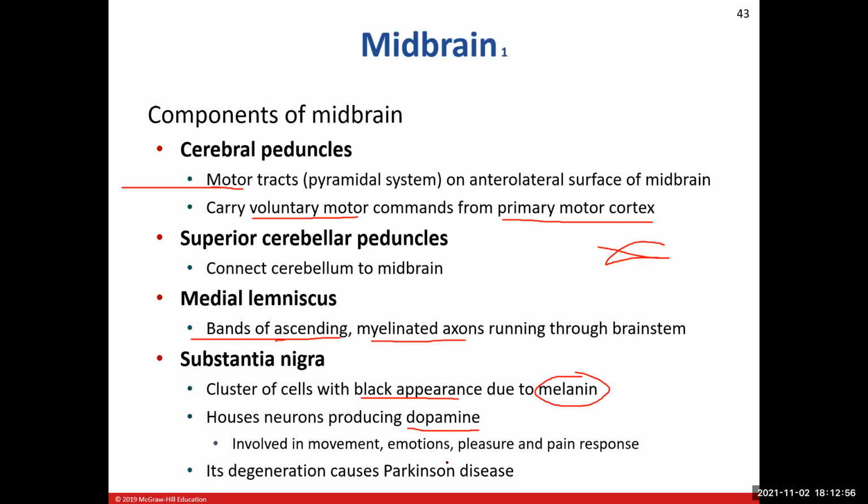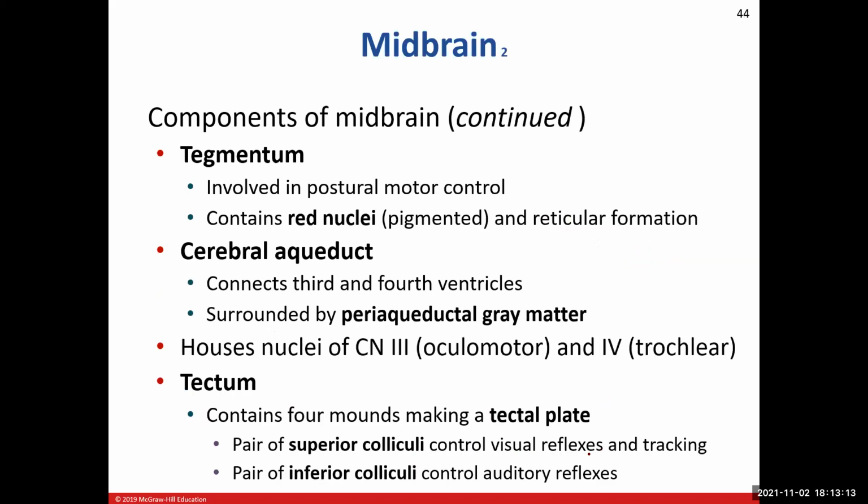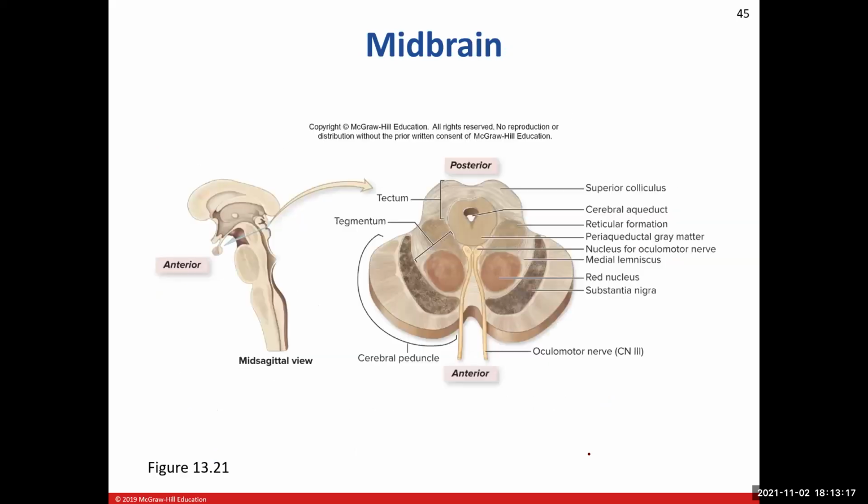We'll also see dopamine used in emotional responses, pleasure and pain responses. So in late stages of Parkinson's, folks may start to exhibit different types of behavior and personality changes. All right, also in the midbrain, we have this region called the tegmentum. Before I show you that, I just want to show you what we already covered here on our transverse cut of the midbrain.